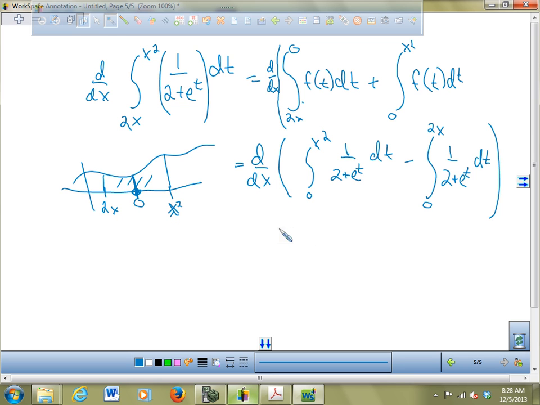So now I just plug in x squared, and I apply the chain rule. The derivative of this part is going to be, I'm going to skip a step, 2x over 2 plus e to the x squared. Do you guys see where that comes from? Because I take x squared and plug it in here, and then I multiply by the derivative of x squared, which is 2x. Yeah? And then over here, I write 1 over, what's this part going to look like?